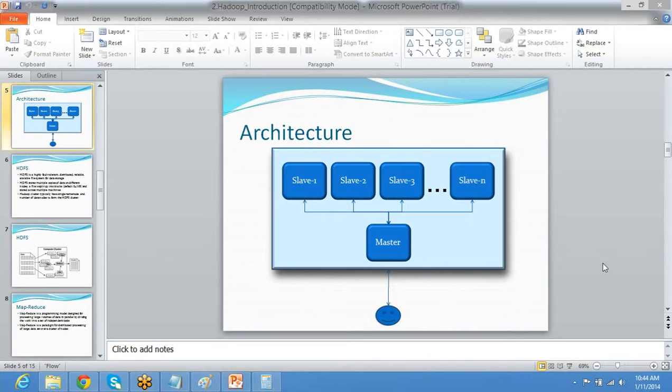Let me explain. For example in Windows, what file system do you use? NTFS. Yes, correct. In Linux, which file system do you use? ext3. Okay, the same way in Hadoop you use the HDFS file system to store the data. This is the file system of Hadoop.